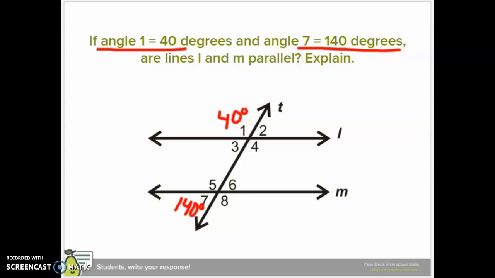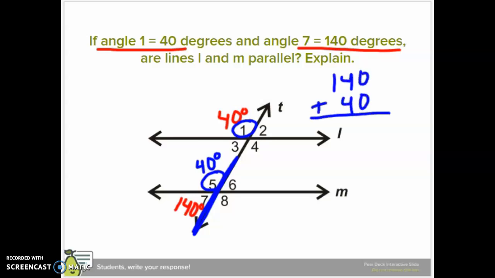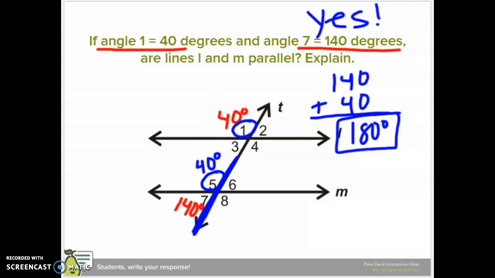Alright, so here, where do we start? Well, I'm going to kind of work my way around. If these were parallel, that would mean that we have either corresponding, alternate interior, or alternate exterior. So that would mean angle 1 and angle 5 would be corresponding. So that would mean this would have to be 40 degrees. Then looking at my linear pair here with 7 and 5, 140 and 40 should add up to 180 degrees. And what do you know? They do. So lines L and M are parallel.